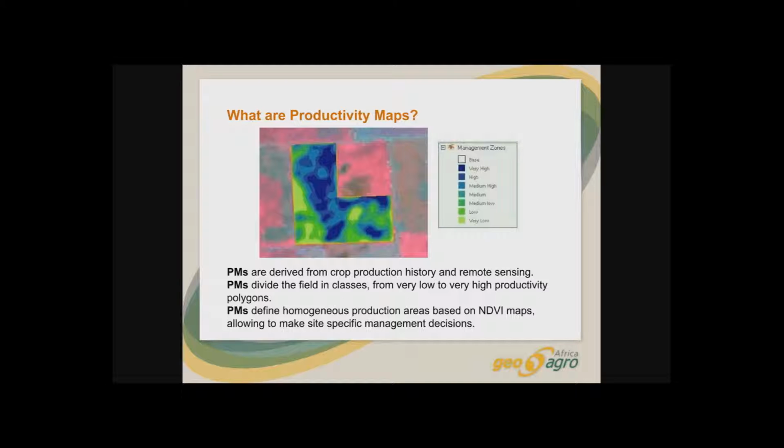So basically, productivity maps, as we said, divide the field into classes from very low to very high productivity. They are derived from the crop history and remote sensing, as we'll see. So images from past dates are used in order to generate the productivity map. And they define homogeneous production areas based on NDVI maps, allowing us to make site-specific management decisions. So basically, these are areas with consistent low or high performance, and based on that, we'll try to characterize them: why or what are the limiting factors, why are they producing less or more, and then make management decisions.